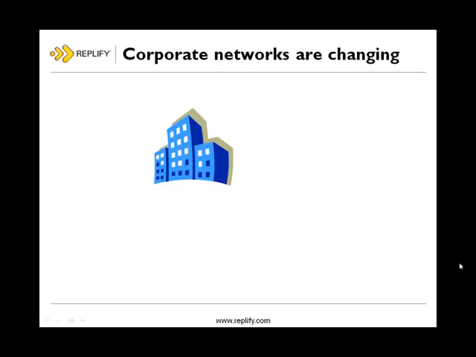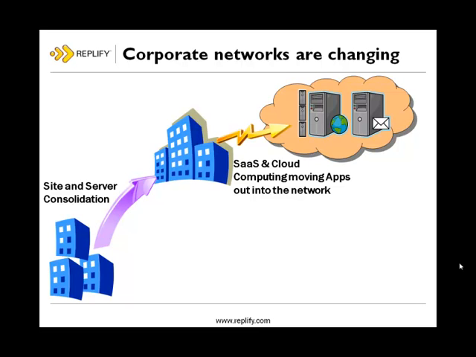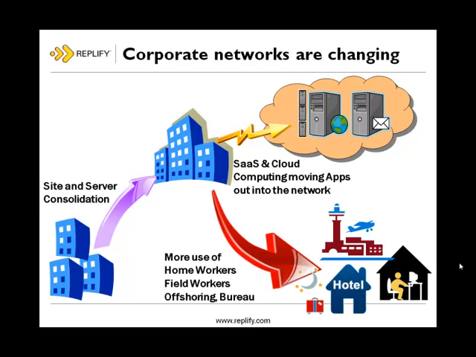Corporate data networks are evolving. There are three distinct trends at the moment. Firstly, server and site consolidation as companies seek efficiencies. Secondly, the rapid growth in software as a service and the migration of corporate applications into the cloud. And thirdly, ever-growing numbers of home workers, mobile workers, and offshore workers.